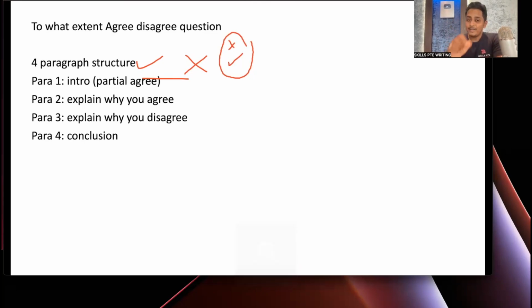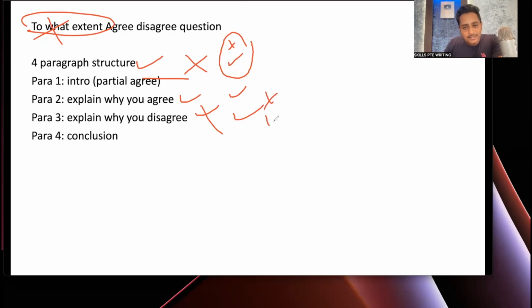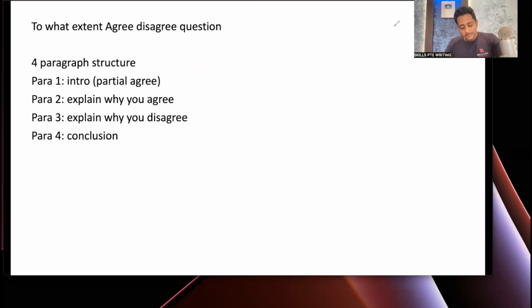This is valid only when there is a question, to what extent. If there is no what extent, then you cannot partially agree and disagree here. It's either agree, agree, or disagree, disagree. Any doubts? Irrespective of it, you will use the 4-para structure only. Remember this. Any doubts so far?